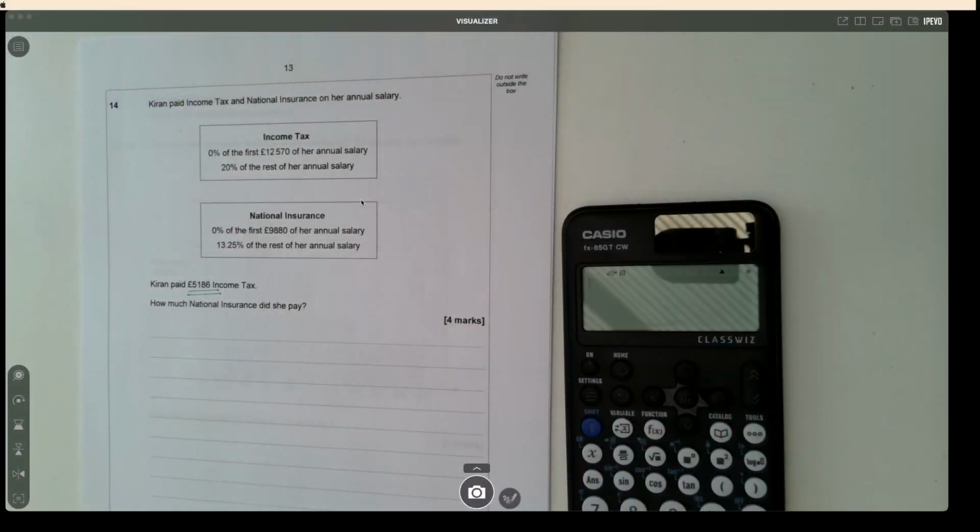Question 14. Kieran paid income tax and national insurance on her annual salary. Income tax. She paid 0% of the first £12,570 of her annual salary and then 20% of the rest of her annual salary. National insurance, she paid 0% of the first £9,880 of her annual salary, and then 13.25% of the rest of her annual salary. Kieran paid £5,186 income tax. How much national insurance did she pay?